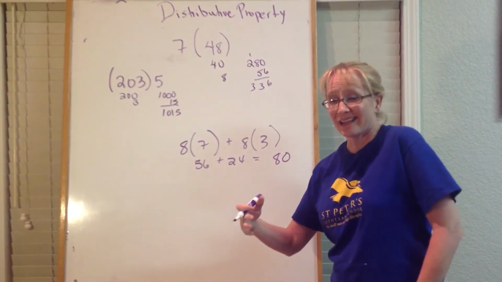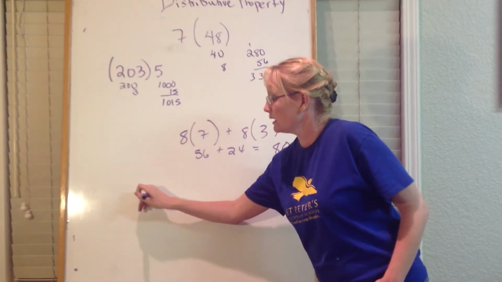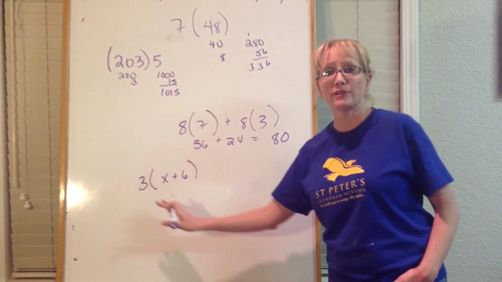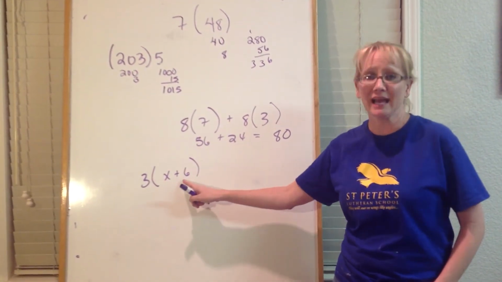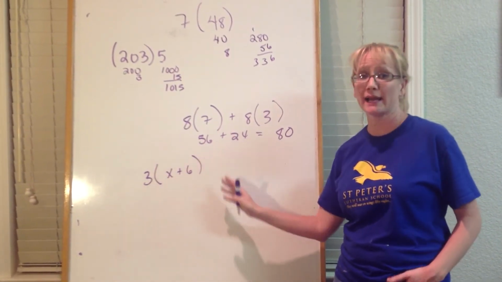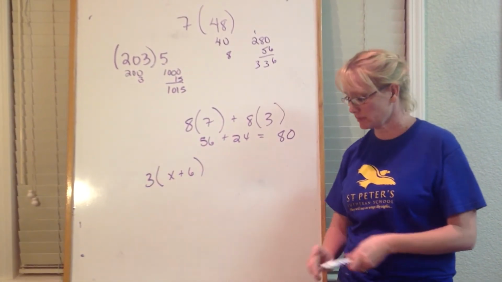But what you'll be seeing a lot of is this kind. 3 times x plus 6. First you look inside your parentheses. Can an x add to a 6? It cannot. They are not the same thing. They do not add. But they can be multiplied.